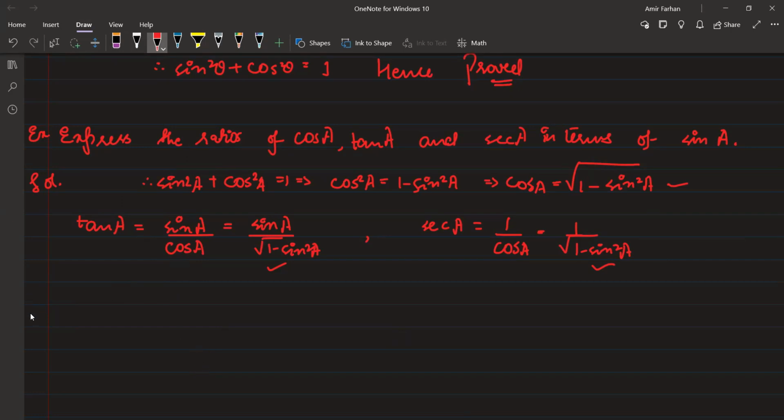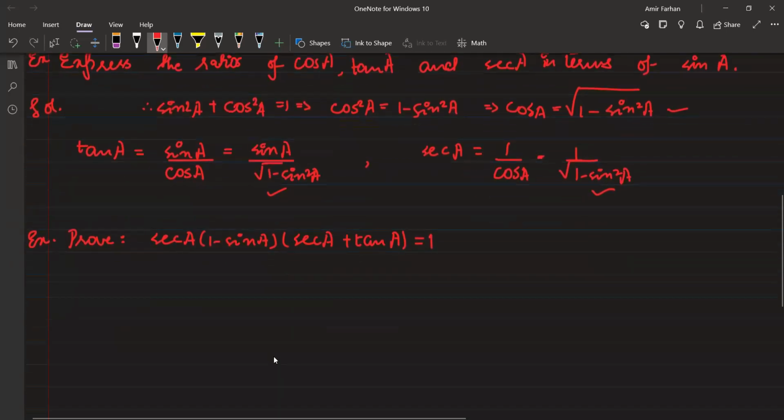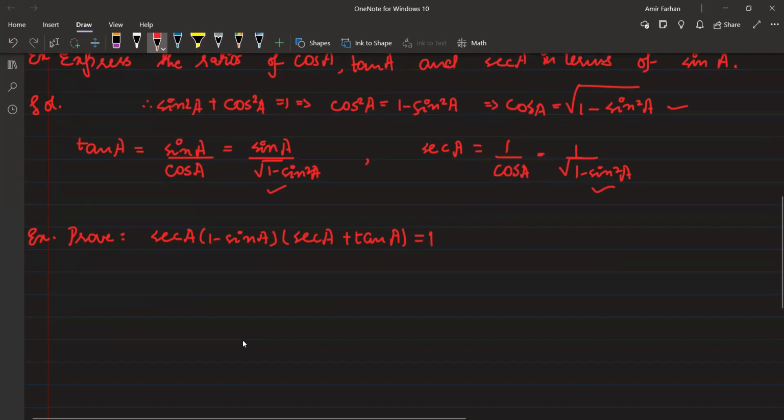Let's take one last example of this class, Adil. Before ending this class, let me take one example as well. Prove that sec A (1 minus sin A) (sec A plus tan A) equals 1. So Adil, let's solve this question.